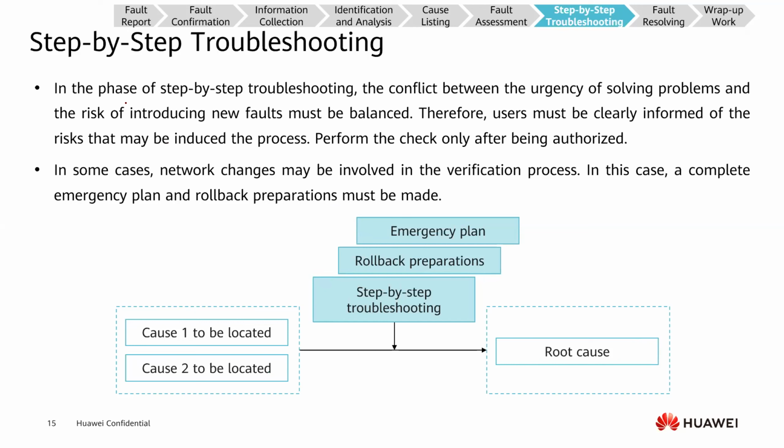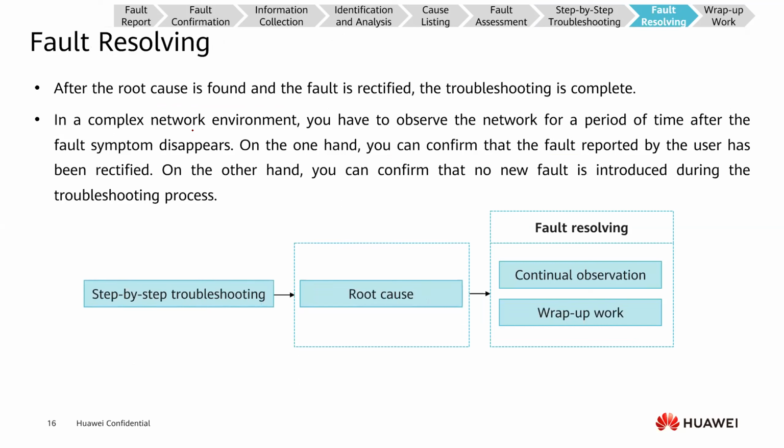Okay, in the phase of step-by-step troubleshooting, the conflict between the urgency of solving the problem and the risk of introducing a new fault must be balanced. So the user must be clearly informed of the risk that may be included in the process, and perform the check only after being authorized. You must prepare an emergency plan and rollback preparation for step-by-step troubleshooting. Then we check whether the fault is resolved.